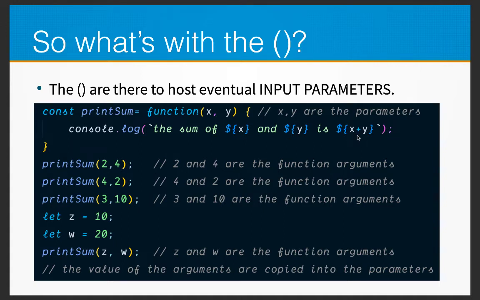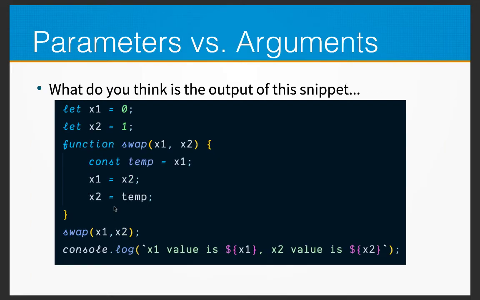Since now the function expects two input parameters, when I invoke it, I have to give the values for these two input parameters. Here you can see that sometimes I just pass integer numbers like 2 and 4 or 4 and 2, and sometimes I can pass variables that have been previously initialized. So what do you think the output of this snippet will be?